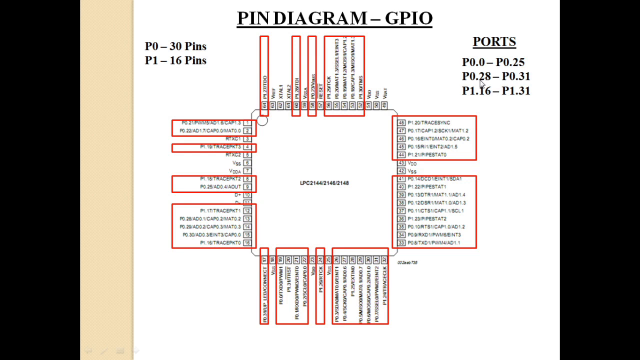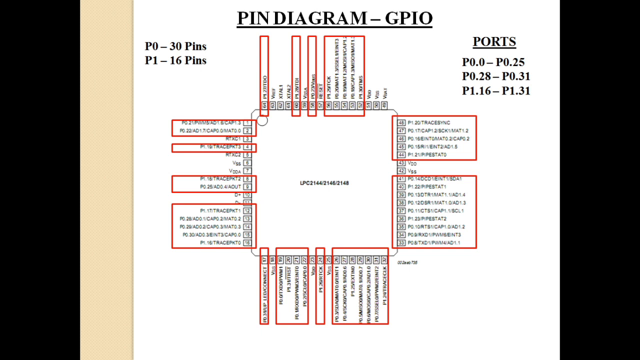Then P0.28 to 31. P0.26 and 27 are not there, you need to keep that in mind. Similarly, in port 1, you have pins from P1.16 to 31. P1.0 to 15 is not there. Why did they decide like that? Based on the chip manufacturer, based on so many criteria like power consumption and size, they have decided on this many pins. That is done by the manufacturer.